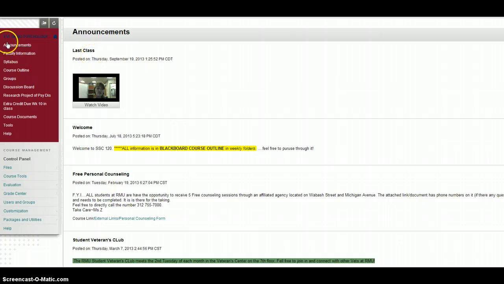So if you click on that course, the first page you're going to find is announcements. And I have general things on here. For example, where to find all homework, which is in course outline, and we'll go through that in a minute. That all students are able to receive 5 free counseling sessions through the Robert Morris University. And here's the phone number and form. Also general things like student clubs, in this case Student Vet Club.